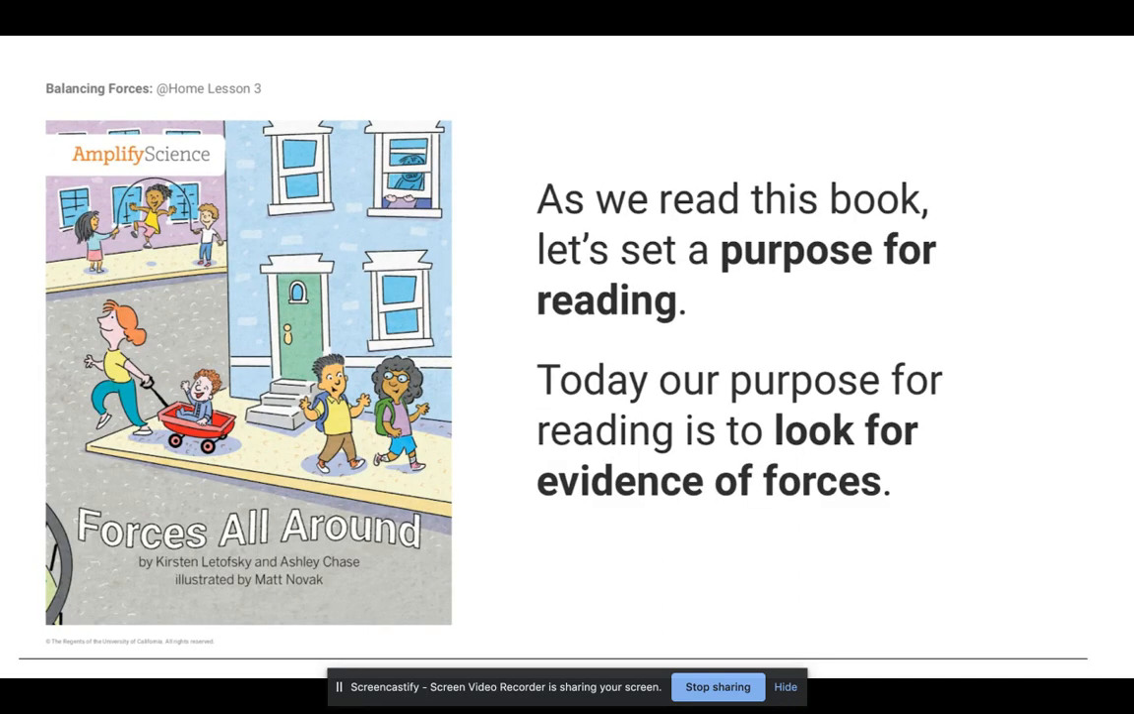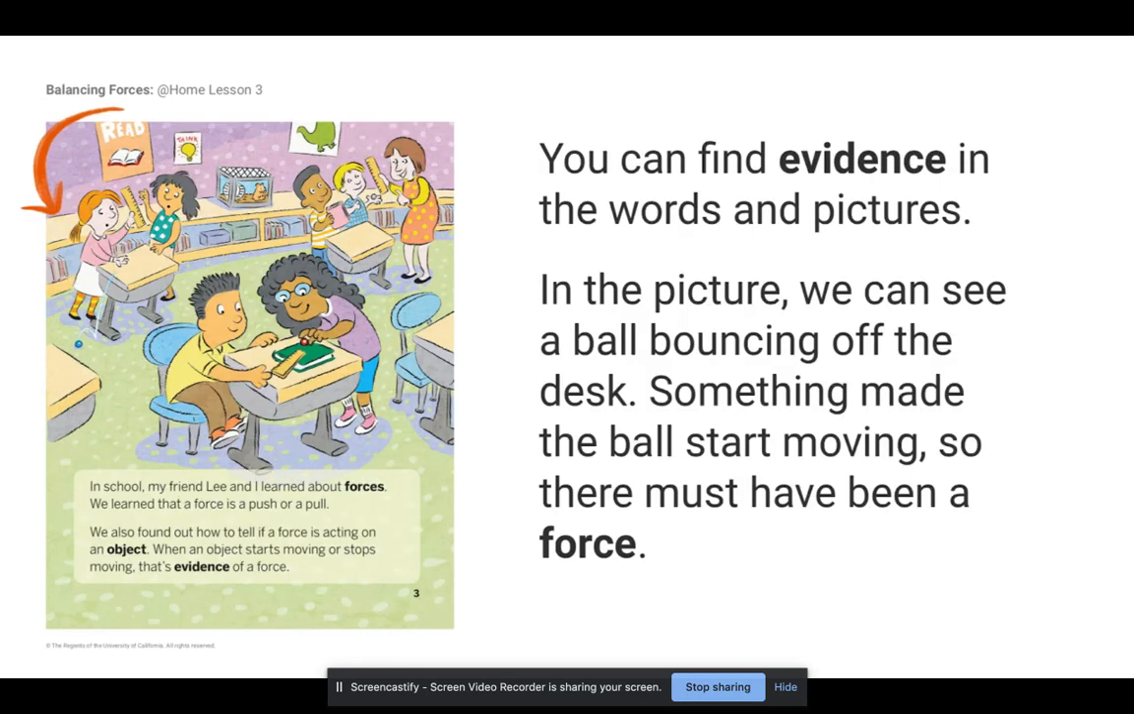Your purpose for reading is to find more examples of forces. Like I said yesterday, we collected observations of what made things start to move and discovered that forces were involved. Finding more examples of forces can help us discover more about how they work and can help us figure out what makes the train rise. Let's go ahead and look at the first page of the book.